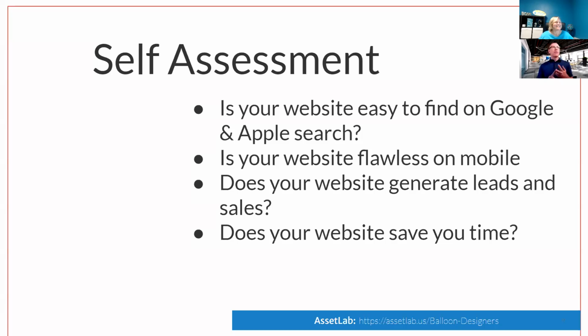Okay, number two. Is your website flawless on mobile? Because it needs to be flawless on mobile. Go fix that if it's a problem. Next, does your website generate leads and sales? And if it is generating leads and sales, are you getting everything that you can handle? Because if you're not getting everything you can handle, there's probably something in this marketing system we can do to amp that up for you.